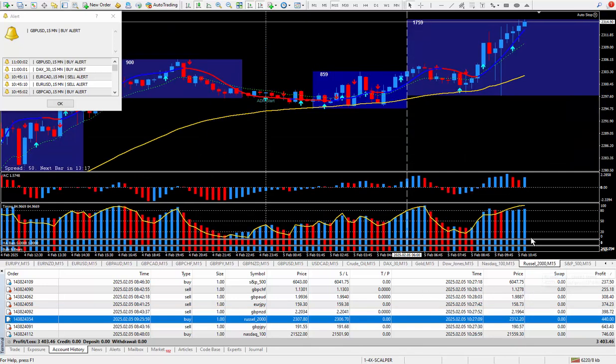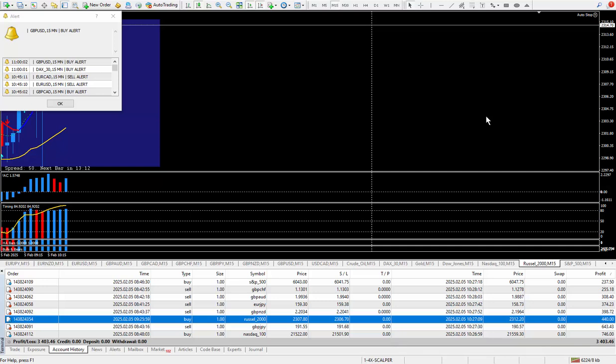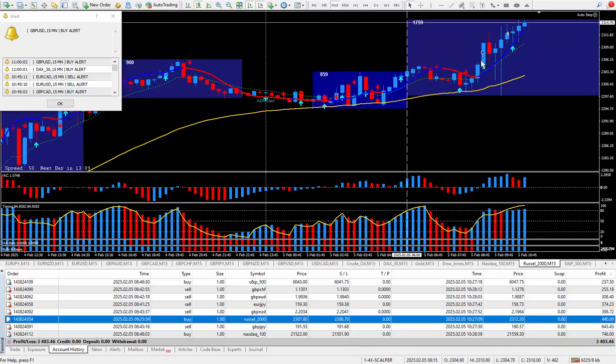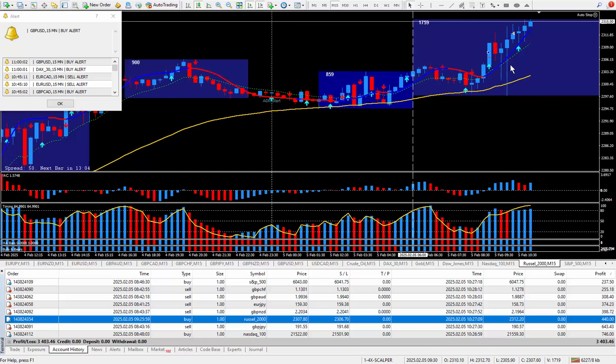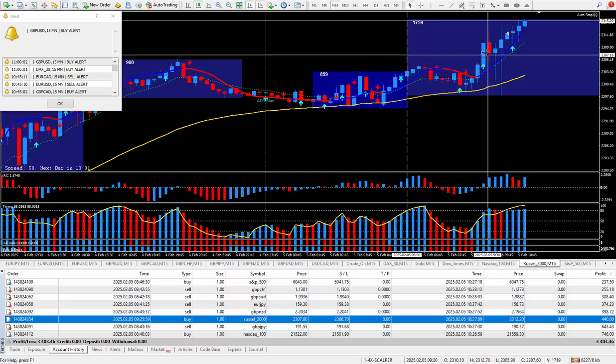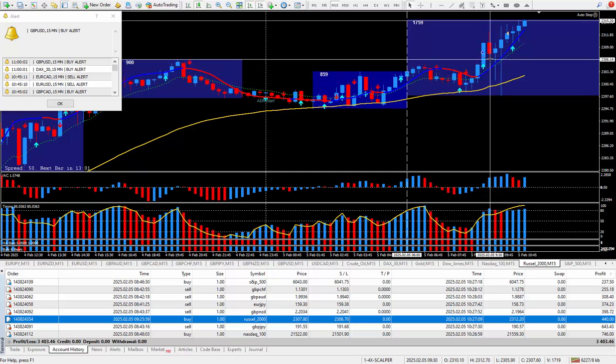Okay, moving on to the next trade, the Russell. Russell pays $10 for each tick. I bought it. So let's drag and drop this up in real time right here, where I took the trade, the scalper, super signal, everything saying it's going to go up. So up it went.